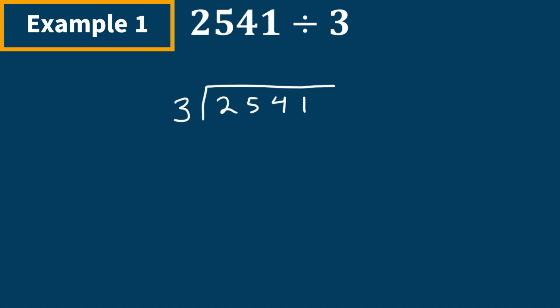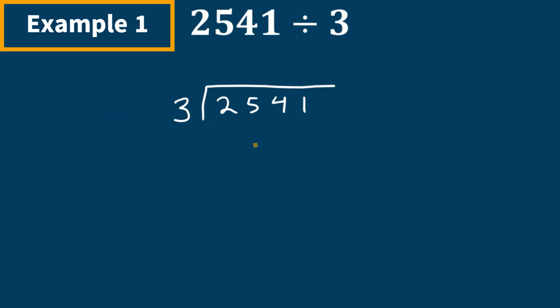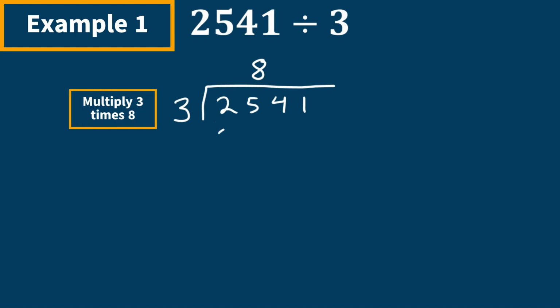What we do first is we check if 3 can go into 2. Since 3 is larger than 2, we know that it cannot go into it. Since that is the case, we look at the first 2 numbers, and we find out how many times can 3 go into 25. 3 can go into 25 8 times. Since it can go in there 8 times, we're going to write the 8 above here. And then from here, we multiply 3 times 8, which is 24.